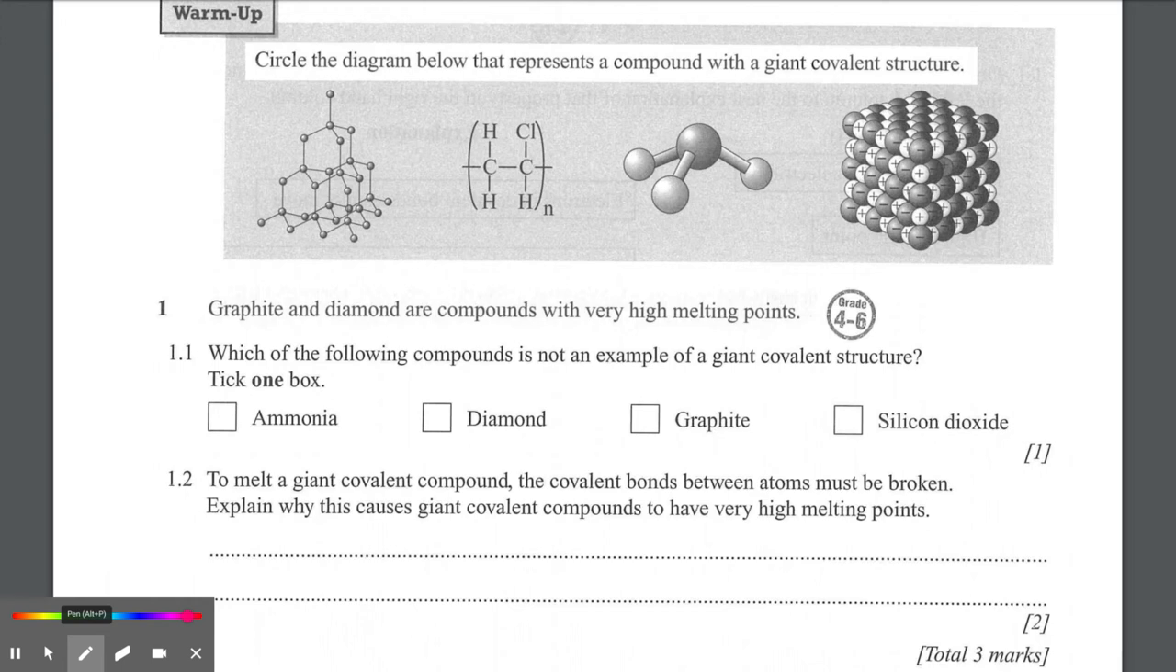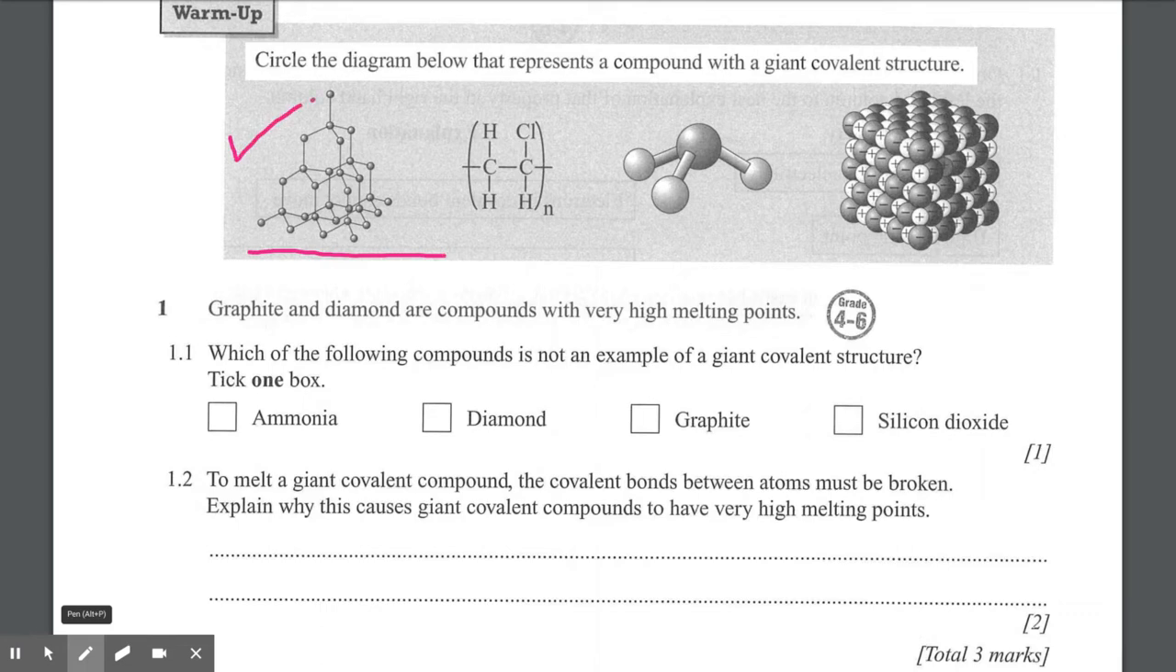Okay, so this is from the Polymers and Giant Covalent section. If we look at the warm-up first, this is a relevant one this time, that we've got a series of compounds there, and it's asking us to circle the one which represents the giant covalent structure. Now, we can see fairly simply that the first diagram is of diamond, and that is a giant covalent substance.